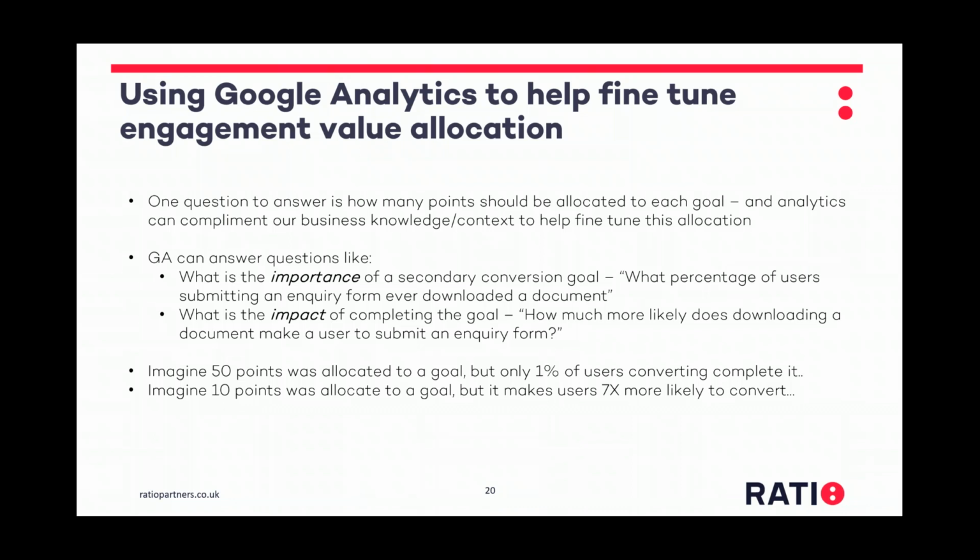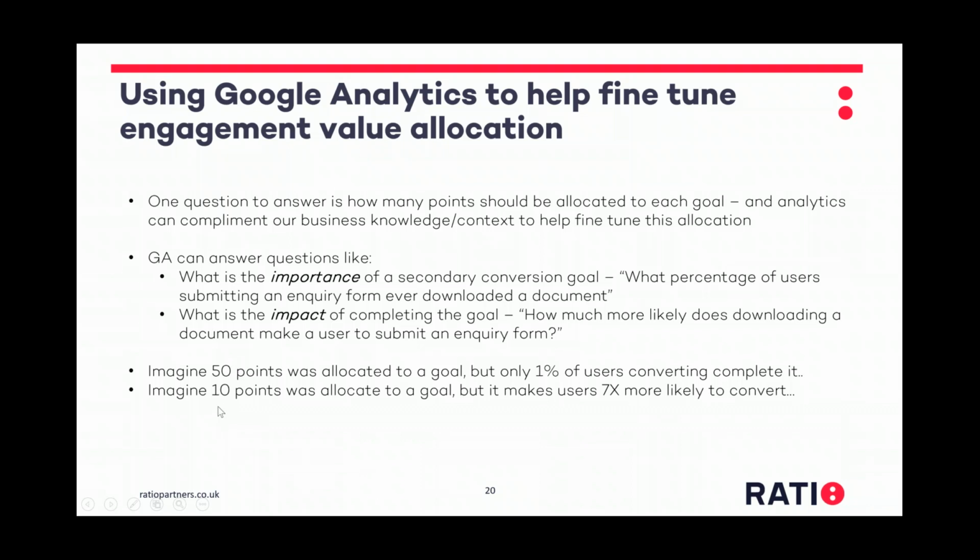What you can do in GA, if you're going through the process of setting up that engagement value allocation, is look at, for a particular conversion goal, what percentage of users on the website ever did it. And if, for argument's sake, you were thinking about allocating 50 points out of 100 to a goal, but only 1% of users who converted, I should say, were actually doing it, then you would question whether it is actually that important a goal that it's worth 50 points.